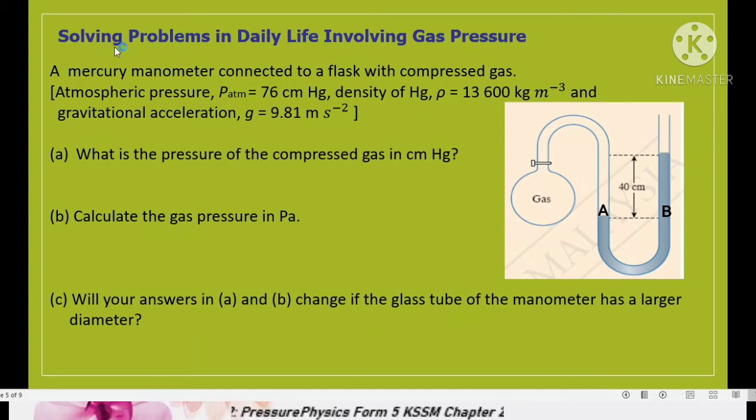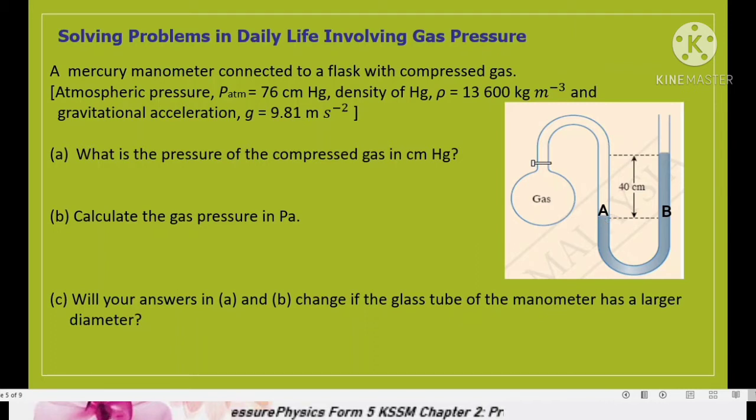Let's try to solve problems in daily life involving gas pressure. There is a mercury manometer connected to a flask with compressed gas. Atmospheric pressure is given as 76 cm mercury. Density of mercury is given as 13,600, and gravitational acceleration g is 9.81. What is the pressure of the compressed gas in cm mercury? You can see when you open the tap of the gas here, the gas will be released out, then push this level down. Meaning pressure of the gas equals the pressure at point E.